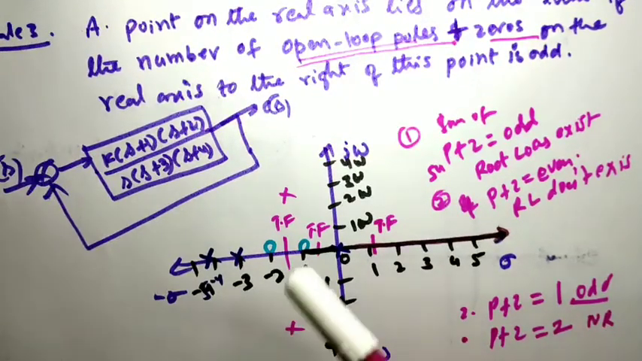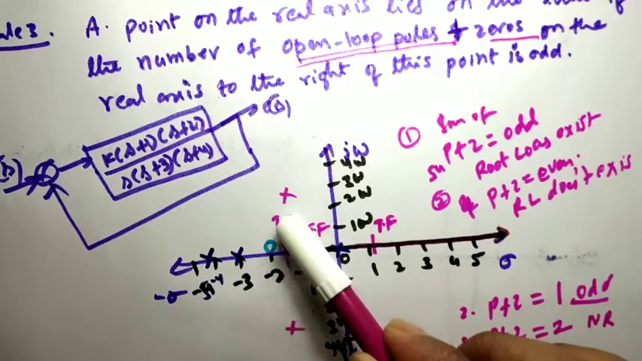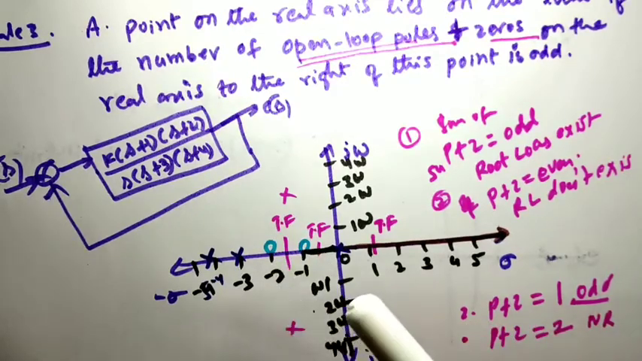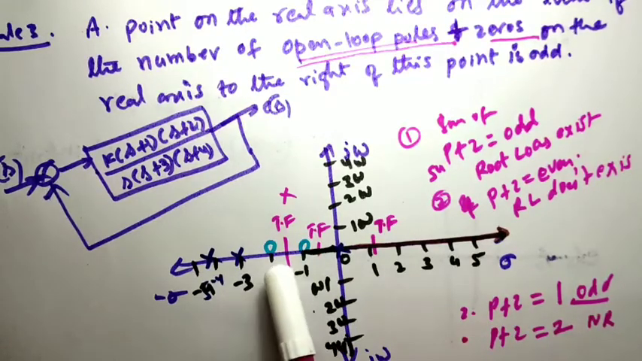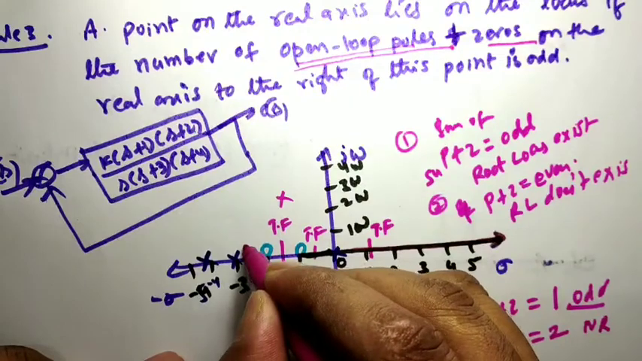This test point I have taken between this zero and this zero. When I checked the sum of poles and zeros, I got an even number, therefore the root locus will not exist between these two zeros. Now I am going to take a test point here.